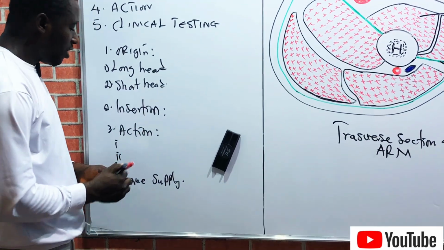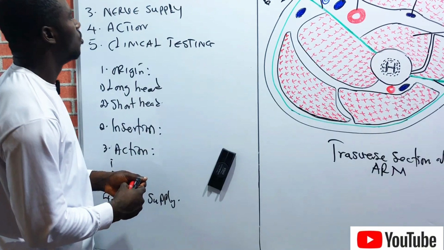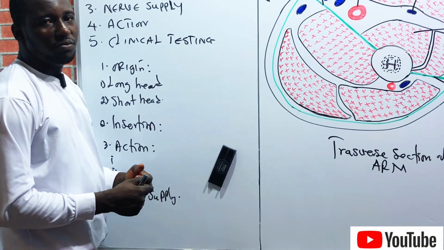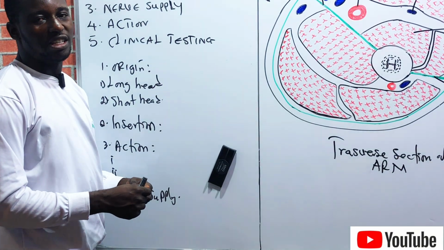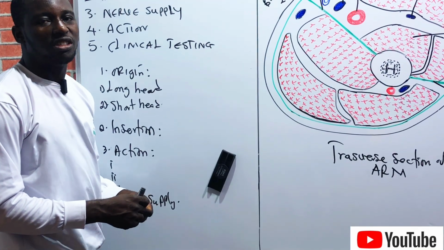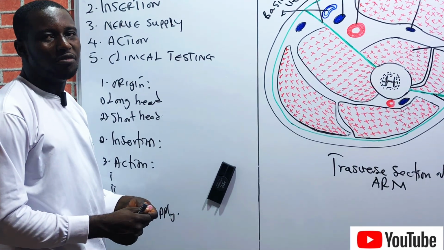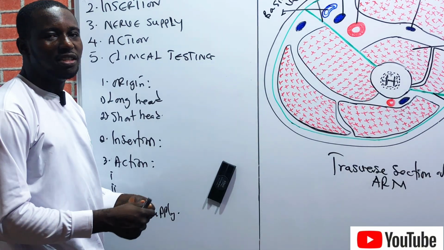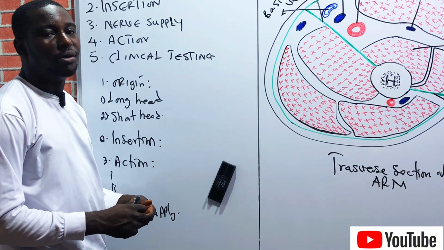What is the nerve supply of the biceps brachii? It is the musculocutaneous nerve. That is the muscular branch of the musculocutaneous nerve, because the musculocutaneous nerve has C5, C6, and C7 arising from the brachial plexus.